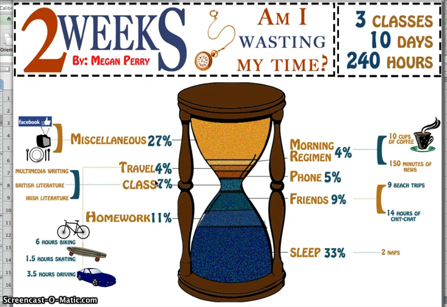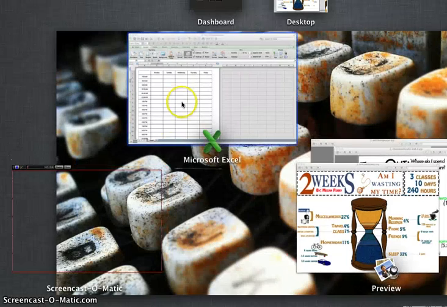So today I'm talking about my infographic, and my infographic was a graphic based on how I spend my time. What I wanted to find out was whether I was spending my time productively or not. So before I even started the design, I needed to get data, which is why I created this Excel sheet.